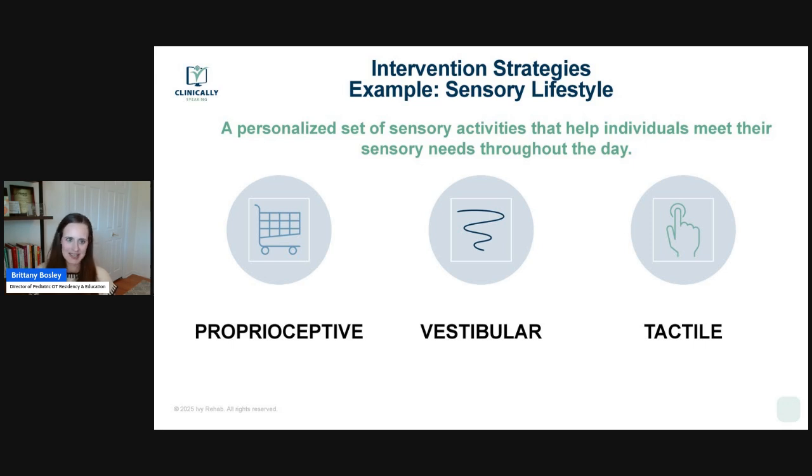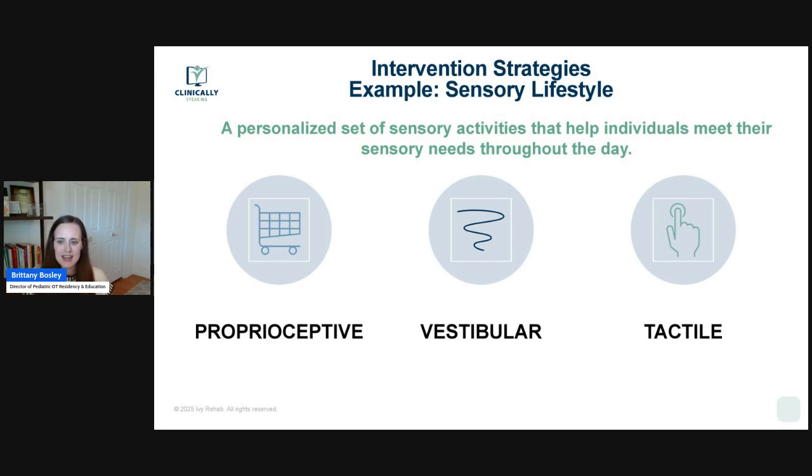So here is a quick example of what a sensory lifestyle could be. It could be that this child seeks out heavy work. They need that proprioceptive input first thing in the morning. So maybe we can have them push a laundry basket full of canned goods down the hallway, back and forth 5 times. And then they're able to get ready in the morning, brush their teeth, brush their hair, get their clothes on, things like that.